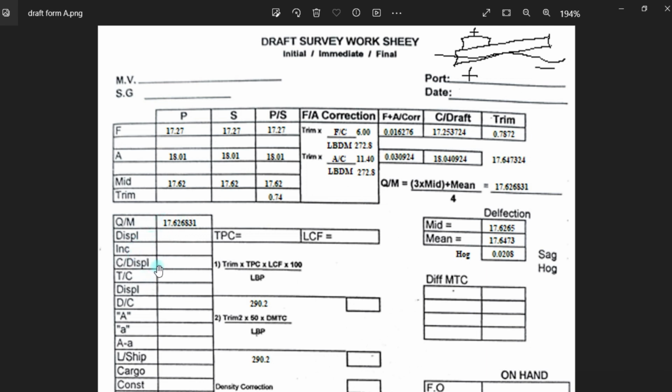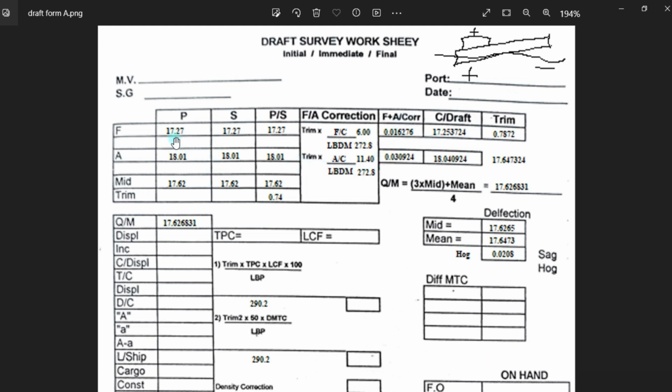displacement, increments, corrected displacement, and so on and so forth. Okay, trim correction, density correction. So I repeat, if you are trimmed by the stern, positive will be on the stern and negative will be on forward if you apply the forward and up correction.